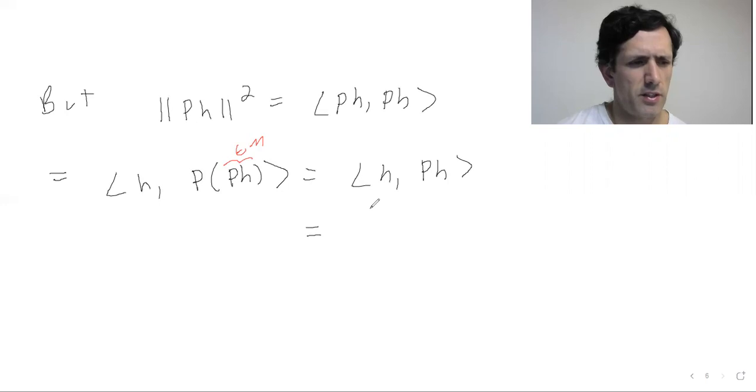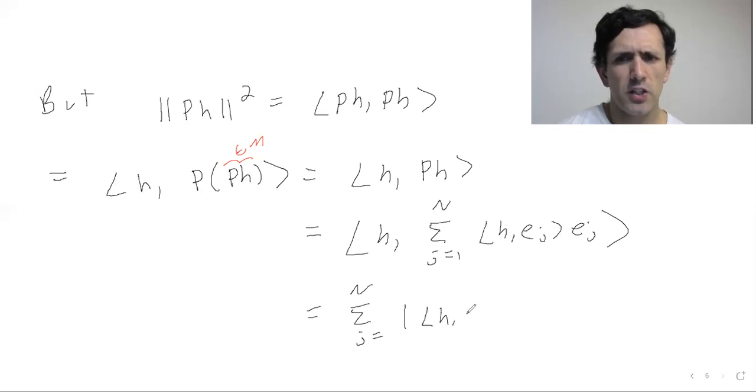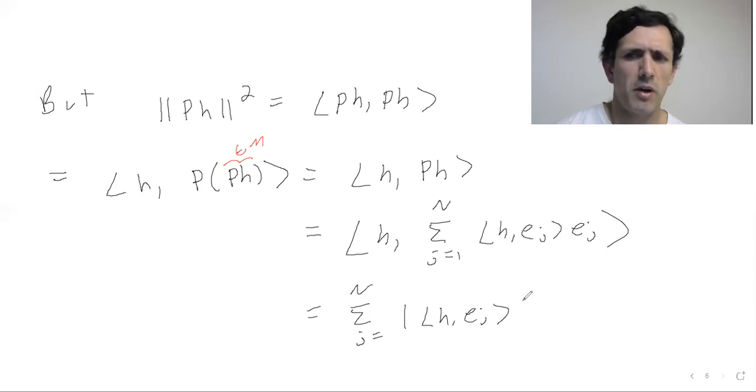And you can remember what Ph is. It's this sum here, j equals 1 to N, of the inner product of h with e_j times e_j. So this is obviously just using linearity. This is, well, just the inner product of h with e_j times the inner product of h with e_j conjugate, which is the modulus squared.